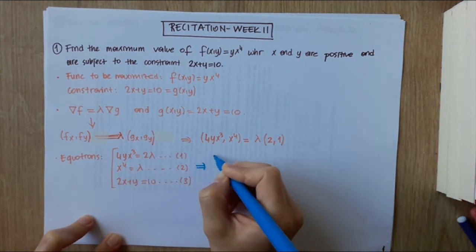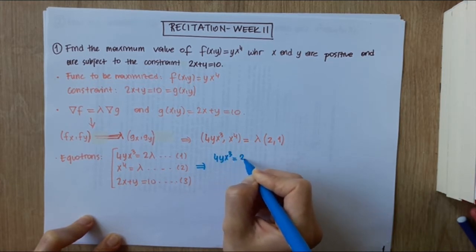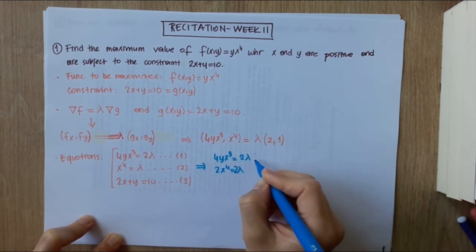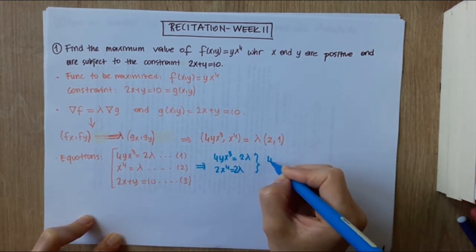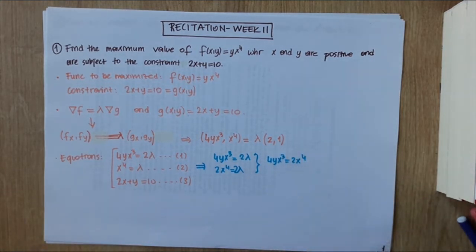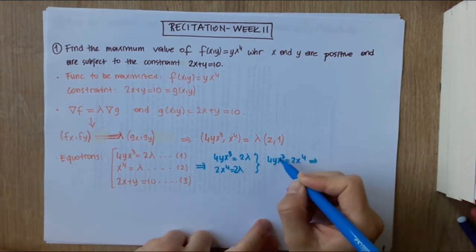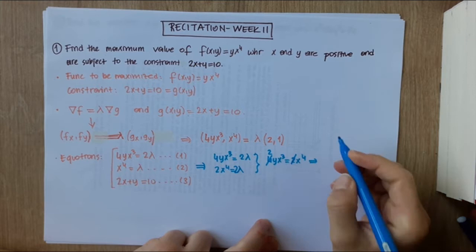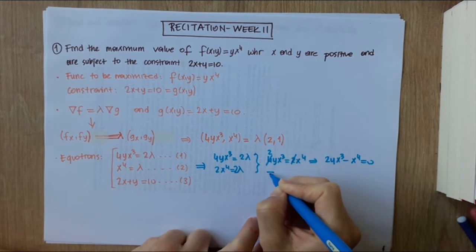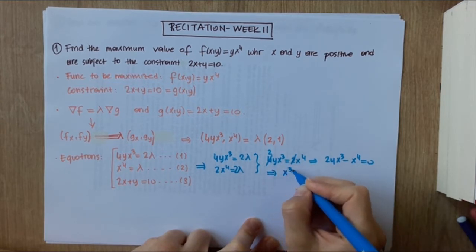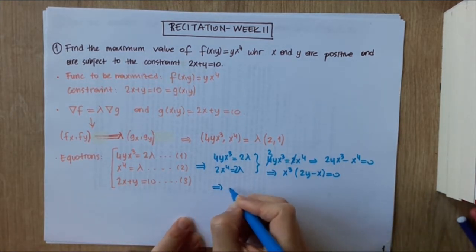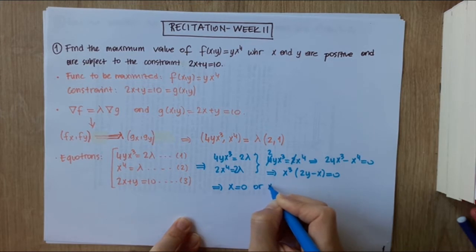So I will multiply the second equation by 2 and then equate it with the first equation. I have 4yx cubed equals 2 lambda and 2x to the 4 equals 2 lambda. Then I have 4yx cubed equals 2x to the 4. I will take this term to this side, but before that I will cancel these 2 and 4. So I have 2yx cubed minus x to the 4 equals 0. Taking the common factor x cubed, I have x cubed times (2y minus x) equals 0. So the result from here is x is 0 or x is 2y.